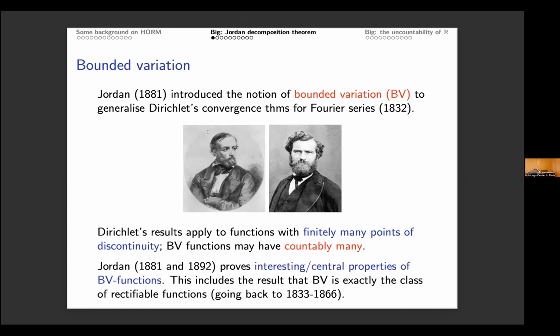So Jordan proved many interesting results, including that BV, the class of bounded variation functions, is exactly the class of rectifiable functions. Rectifiable means the arc length makes sense and is finite. So an arc length, the idea of you draw a curve, what length does it have? The first reasonable definition can be found in 1866, and in 1833 they were close already. So this has a rich history, all predating set theory by our lifetimes.